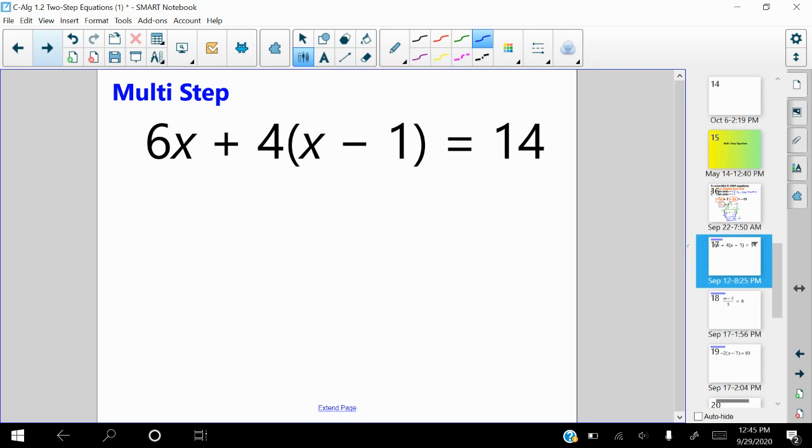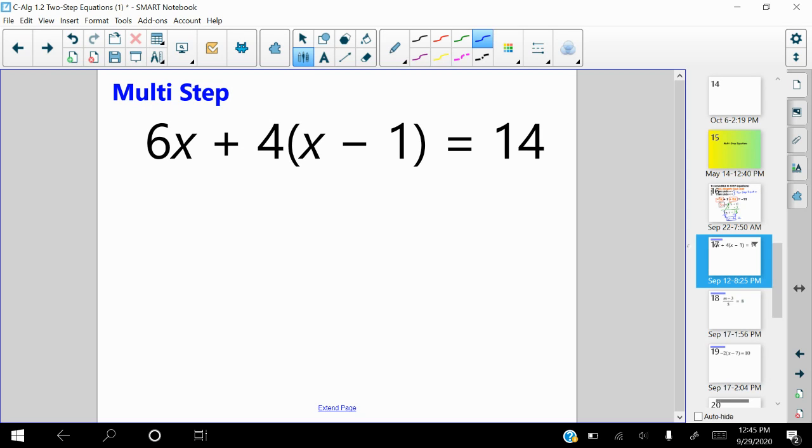So what I notice when I see this problem is I see parentheses. I say, okay, we have x minus 1. Well, I can't do anything with x minus 1 because those are not like terms. So we move on in our order of operations. Do we have any exponents here? I don't think so. So now we move on to multiplication or division, whichever one comes first.